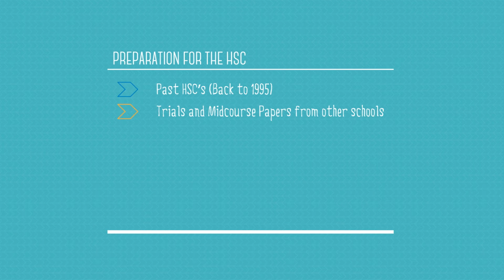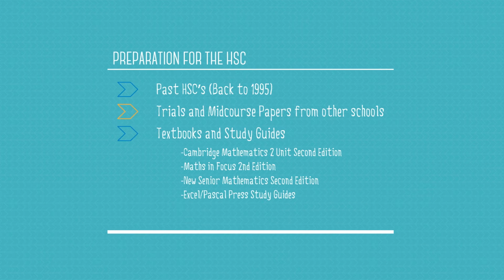Also go back, look at trials and mid-course papers from other schools. Our current HSC course, I think, first was sat in about 1983. In the late 90s, they then reordered the topics into the preliminary and the HSC courses. And then in 2012, they introduced the multiple choice questions. But basically, you can go back to the early 80s, which means there's 30 years worth of HSC papers, 30 years worth of trial papers, mid-course papers for you to look through, because you really want to do as many questions as you can. Textbooks and study guides are another source.